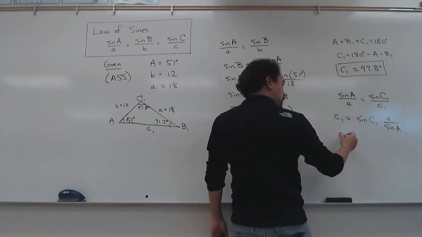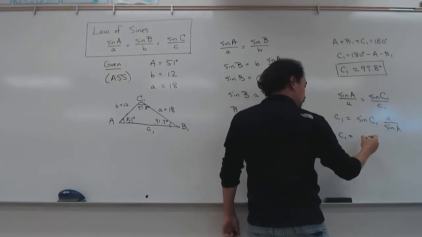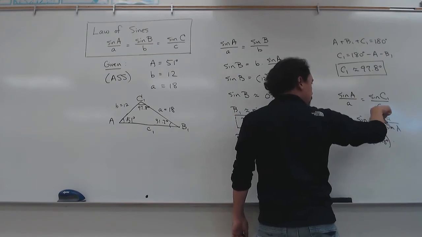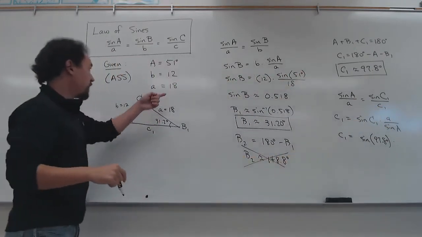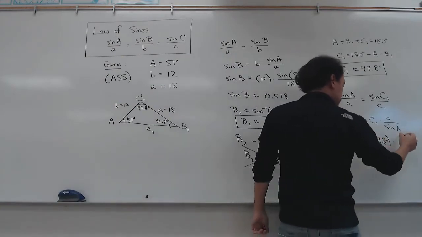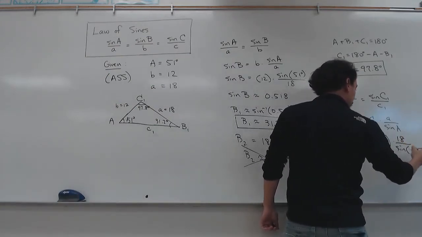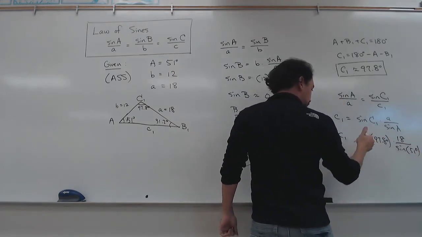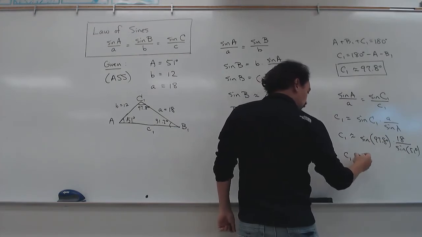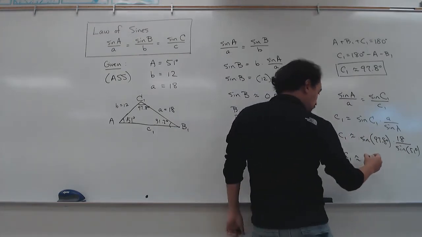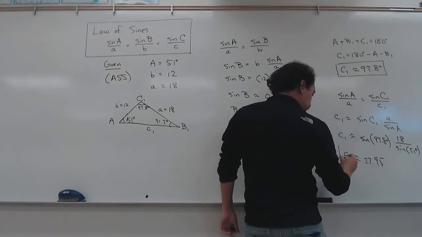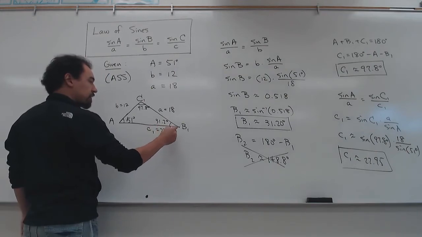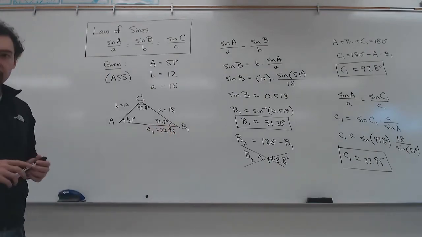Now I'll fill in the numbers. Sine of capital C is going to be sine of 97.8 degrees. Now this is times lowercase a, which was given in the problem to be 18, and then divided by sine of angle A, which was given to be 51 degrees. And since we approximately have this number, I'll say approximately. Lowercase c1 is approximately 22.95. Now we have the last side length, and we have everything in the triangle.